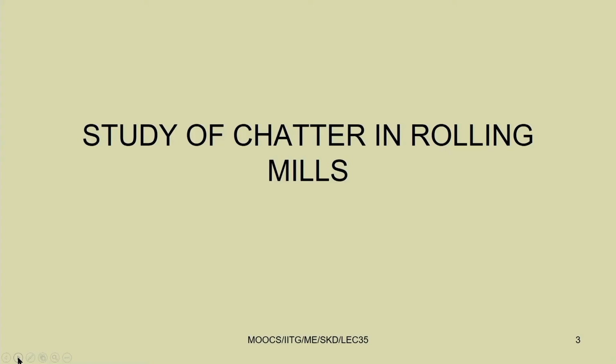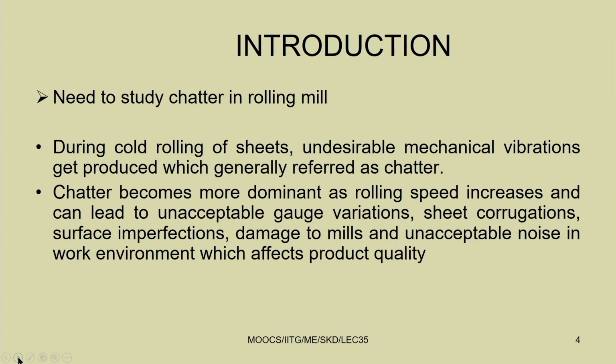So, let us see what chatter is in the case of the cold rolling mill. We will study the chatter in rolling mills. To study this chatter in rolling mills, you should know that during cold rolling of sheets, undesirable mechanical vibrations get produced, which are generally referred to as chatter. Chatter becomes more dominant as rolling speed increases and can lead to unacceptable gauge variations, sheet corrugations, surface imperfections, damage to the mill, and unacceptable noise in the work environment, which affects the product quality.